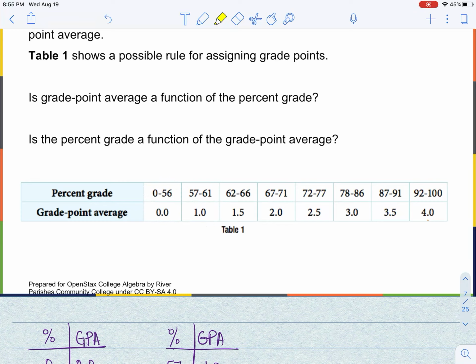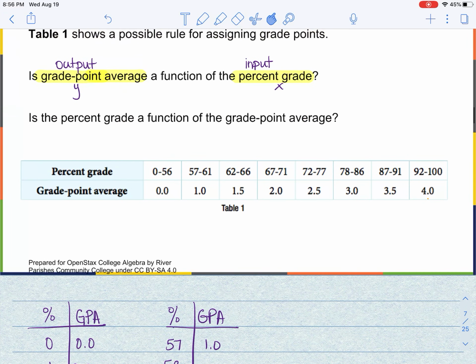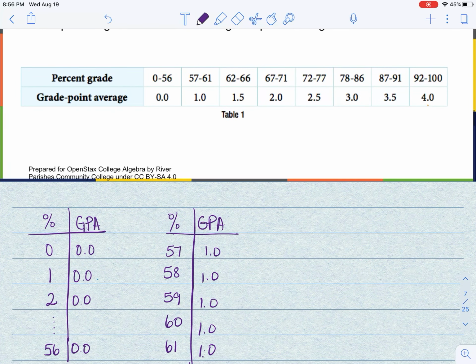In the first one, it says, is grade point average, GPA, a function of the percent grade? So in this case, is output a function of the input? This is your X and this is your Y. This is set up so that percent is the X, kind of how I wrote it here, and this is the Y.